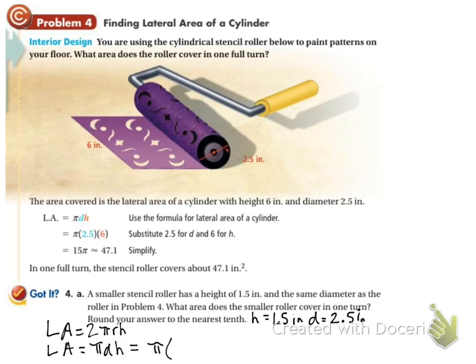So pi, our diameter was 2.5 and our height was 1.5. They want this to the nearest tenth. So first I am going to multiply just the two numbers and then I'll multiply by pi. So 2.5 times 1.5 gives us 3.75 pi. And if I multiply by pi, I get 11.8. This is in inches, so inches squared.